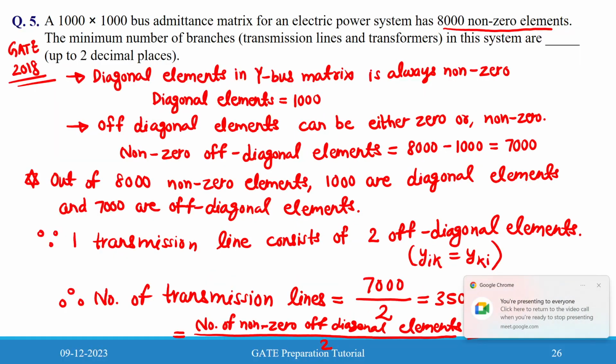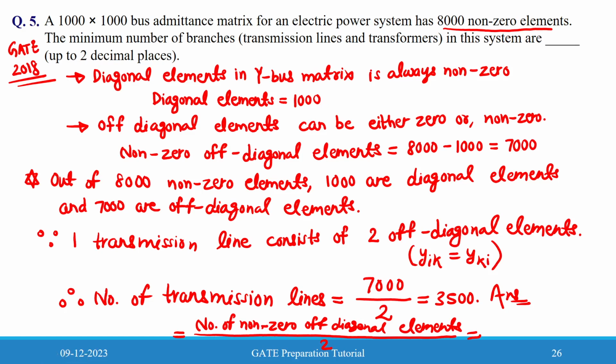Yes, sure. So the concept is that in a bus matrix, like in this problem, you see the diagonal elements. Do you agree that diagonal elements are always non-zero? Yes, sir. Diagonal elements are non-zero because some lines are always connected.